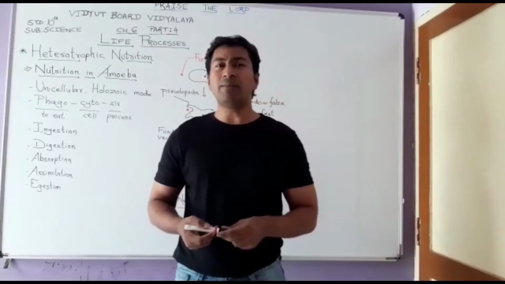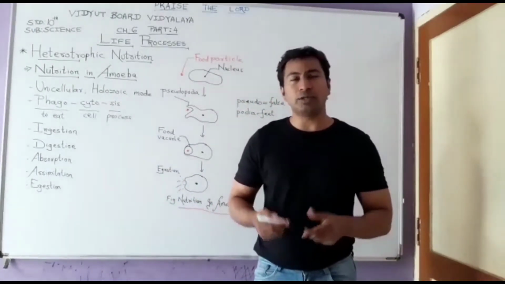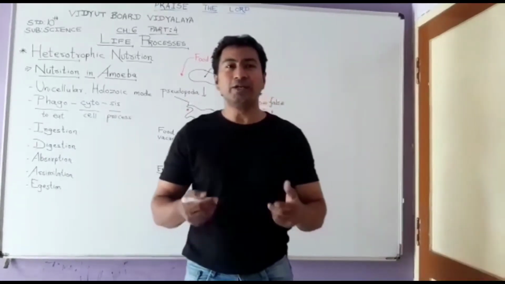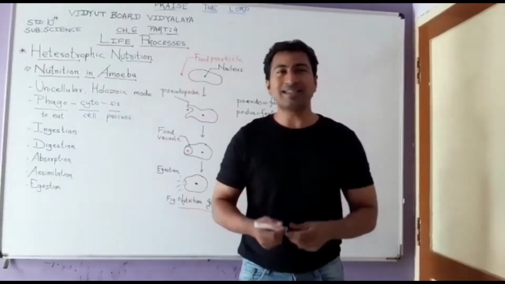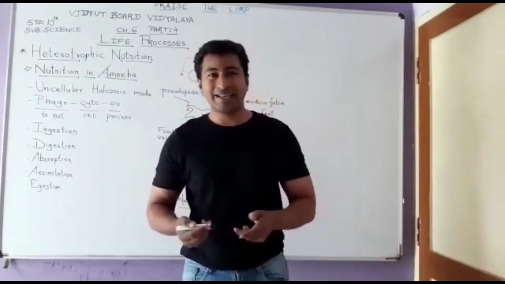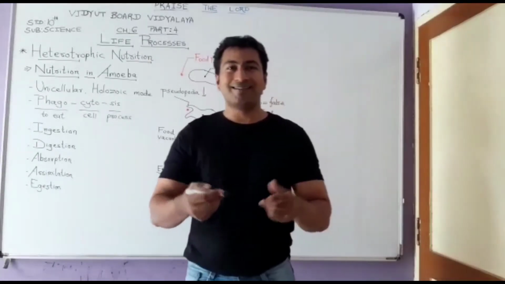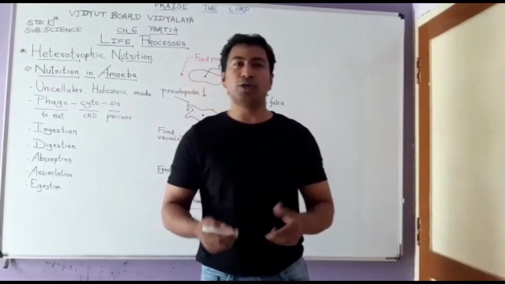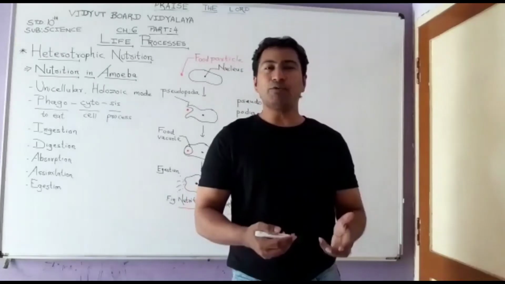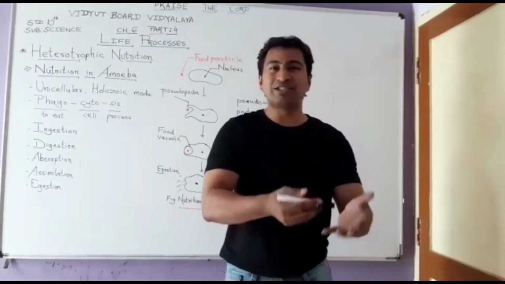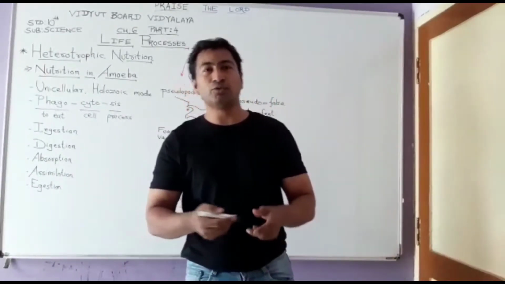Now how does amoeba obtain its nutrition? Let us talk something about amoeba. Amoeba is a unicellular organism. It means that it has a single cell. Furthermore, it shows a holozoic mode of nutrition. In the last class we discussed very well the holozoic mode of nutrition, that is the type of nutrition in which the organism is taken as a whole. That is said to be the holozoic mode of nutrition.